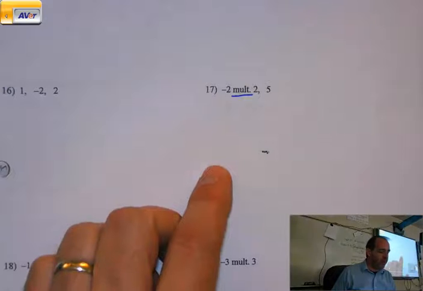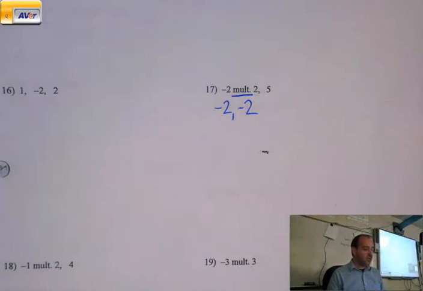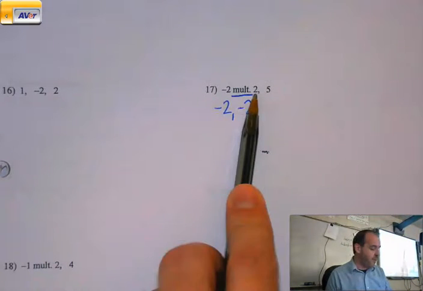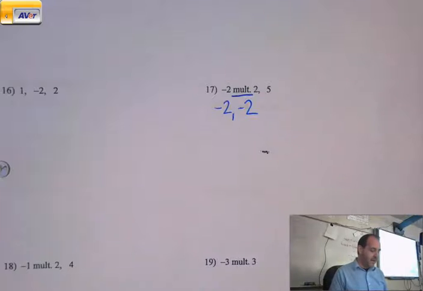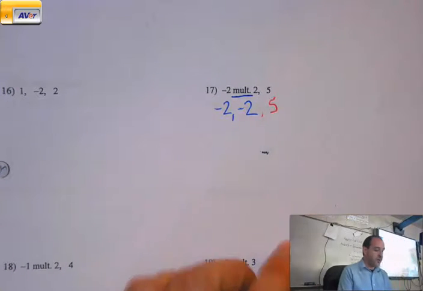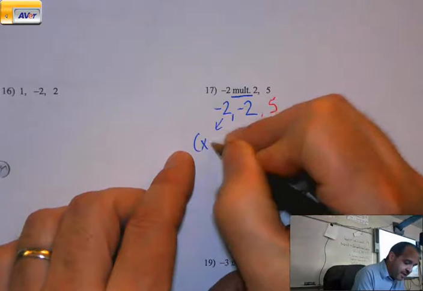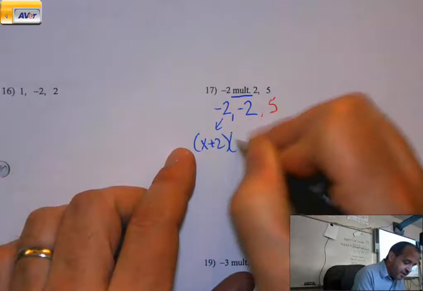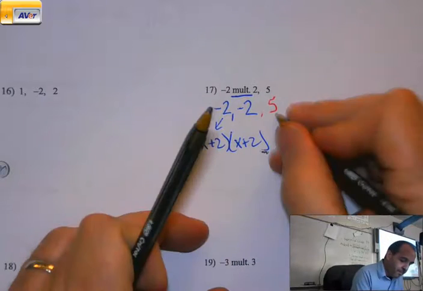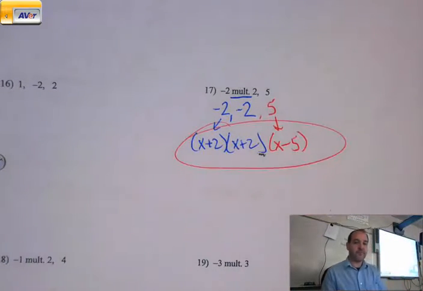Negative 2, multiple of 2. Okay, so what does that mean? It just means that whatever number is listed first, we're going to use it that many times. So like on number 19, negative 3 multiple of 3, it just means there's going to be 3 negative 3's that we're working with. So here, take those, and just like we did on the one above, switch the sign, switch the sign, switch the sign. And we're set.